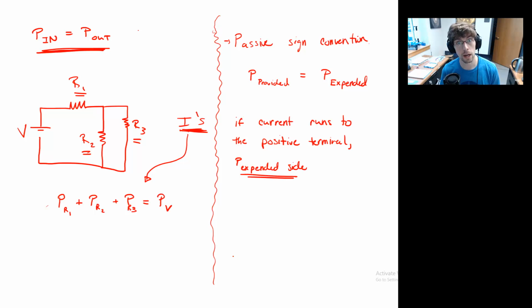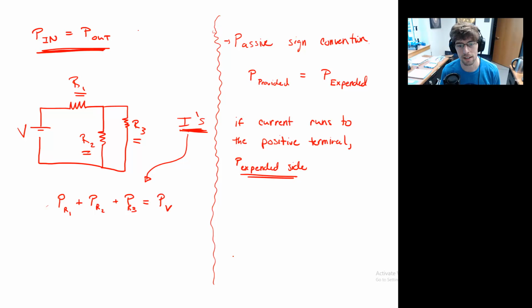If it goes into a negative terminal of a battery, for example, then you put it over here. So it helps you know which group it goes in. Is it being expended or is it being provided? Now, the book presents it slightly differently, but I assure you that the conceptualization is the same.